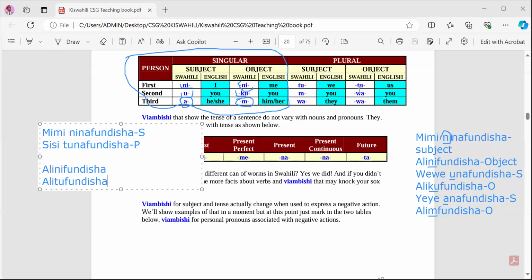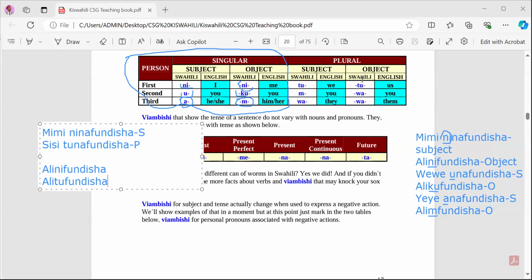So you see, it borrows exactly the same thing. Look at this first column of the first person pronoun. The ni is the same ni here. The tu is the same here. Are you seeing that? So it borrows the same. It borrows the same in the whole column.